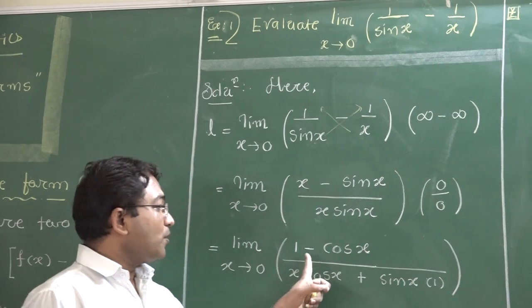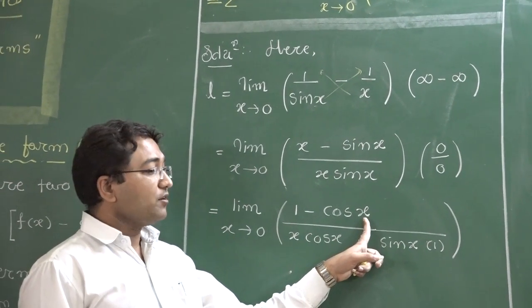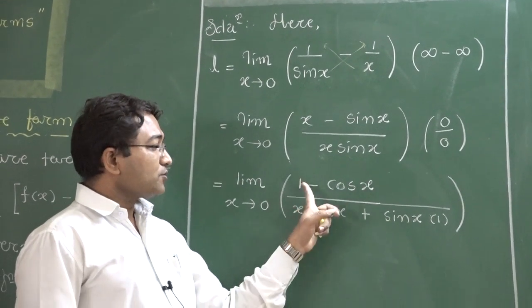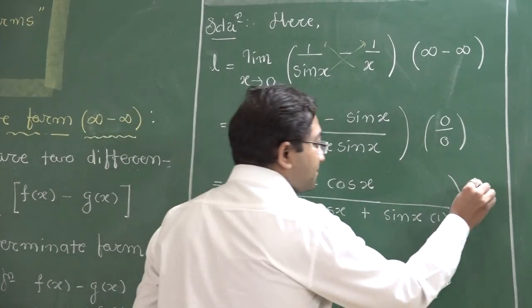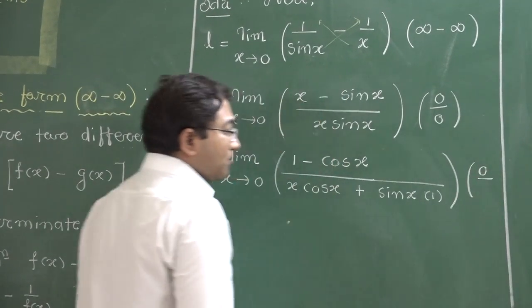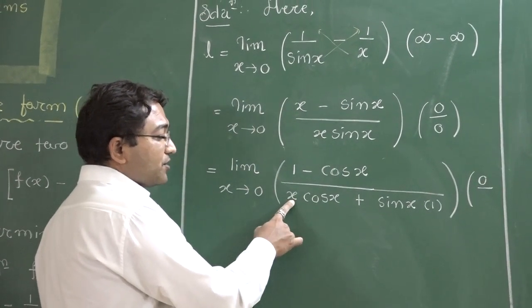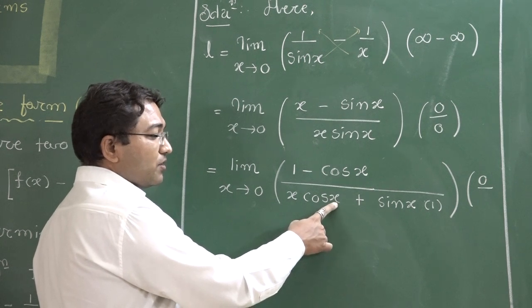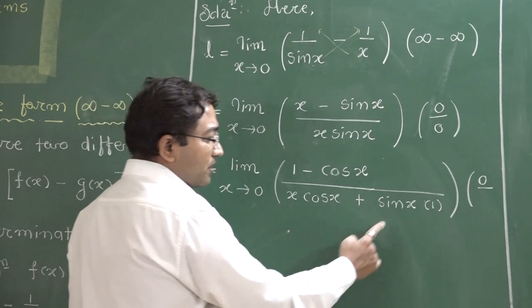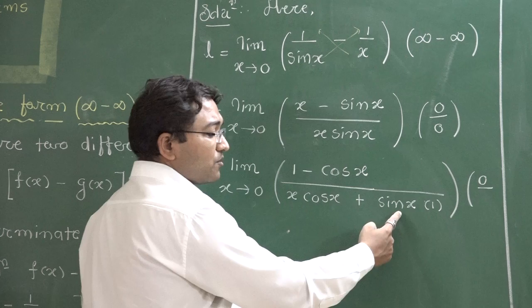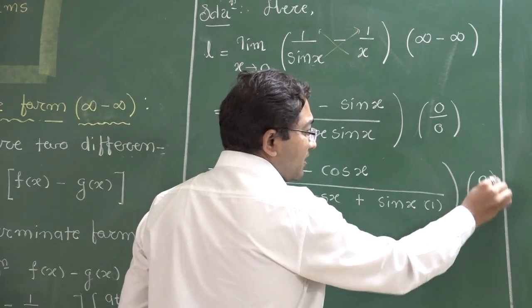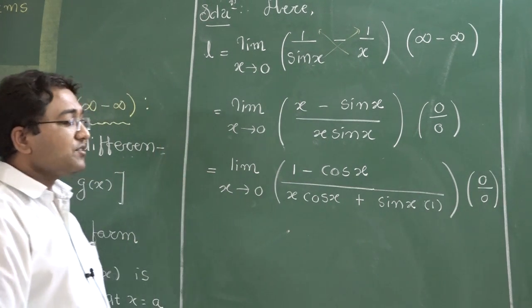So after differentiating the numerator as well as the denominator, we can put in the given expression. Hence we get 1 minus cos 0, and we know that cos 0 is 1. So 1 minus 1 is 0. What about the denominator? 0 dot cos 0. Cos 0 is 1. 0 dot 1 is 0. Sin 0 is 0. 0 plus 0, 0. So again that will convert into the form of 0 by 0.